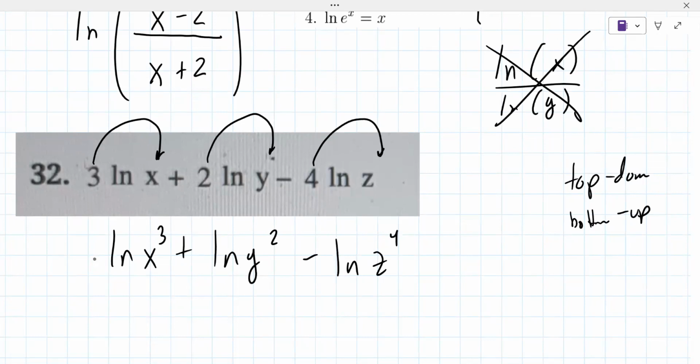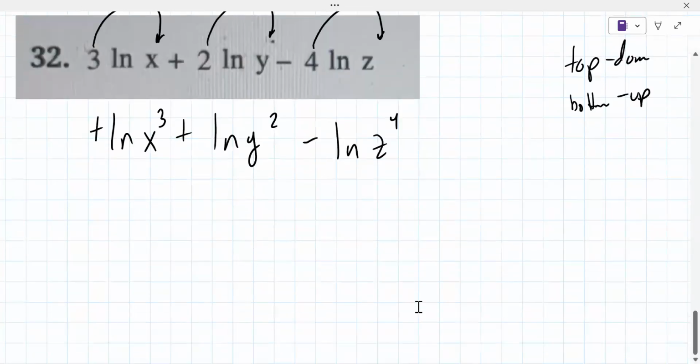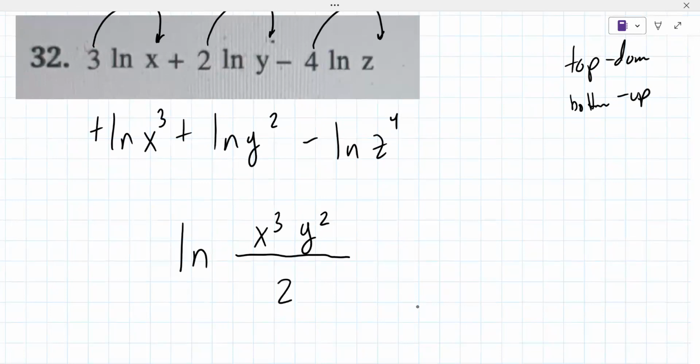Now, you could treat this as a -4 power here, but I would not recommend doing that. I would recommend just keeping it as subtraction, using that rule. If it's positive, it stays on the top. If it's subtracted, it stays on the bottom. So what goes on the top here? Can you tell me? Yeah, natural log of x to the third times y to the second over z to the fourth.